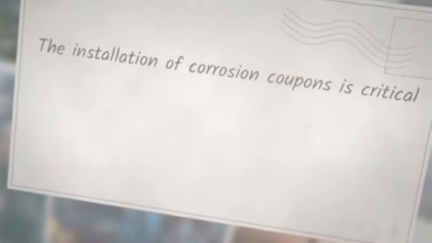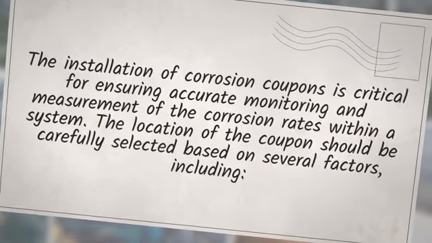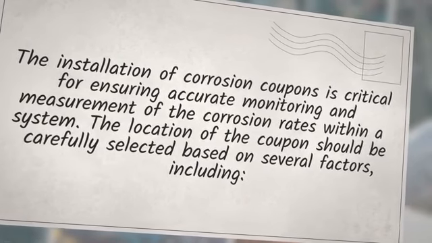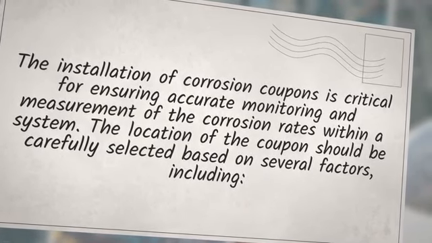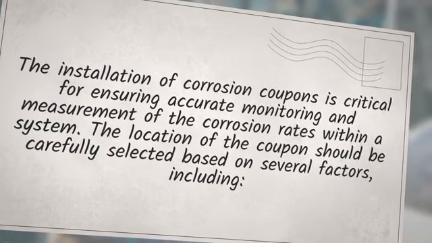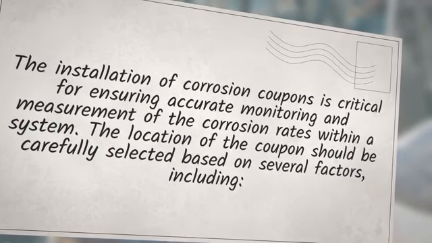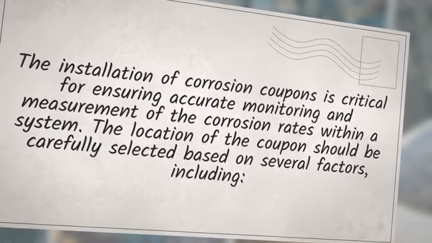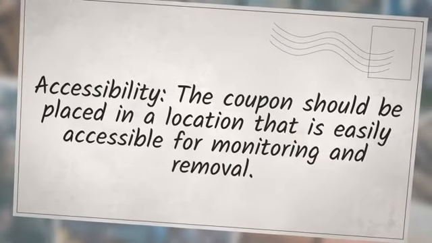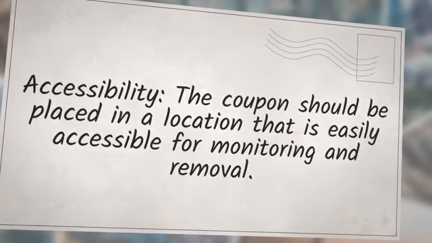The installation of corrosion coupons is critical for ensuring accurate monitoring and measurement of the corrosion rates within a system. The location of the coupon should be carefully selected based on several factors, including accessibility. The coupon should be placed in a location that is easily accessible for monitoring and removal.